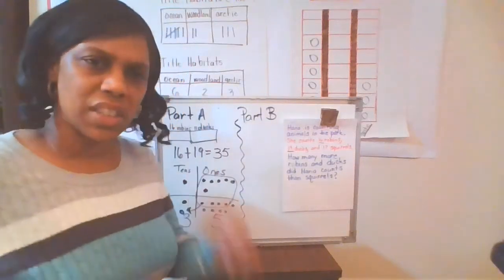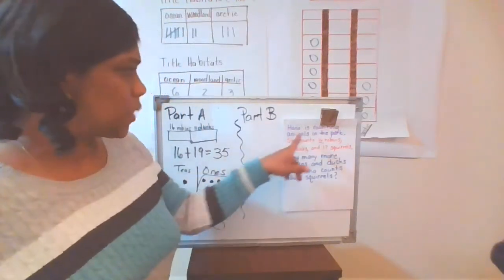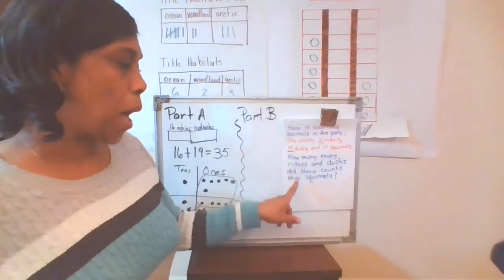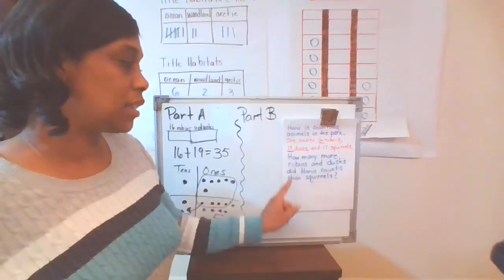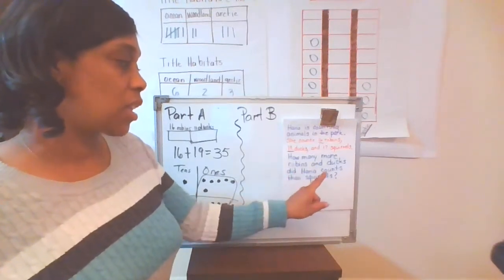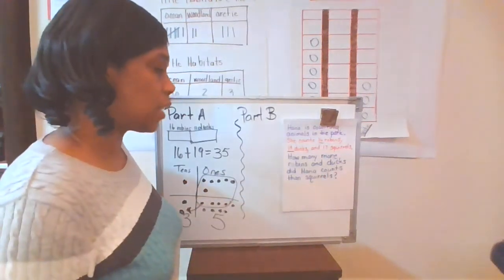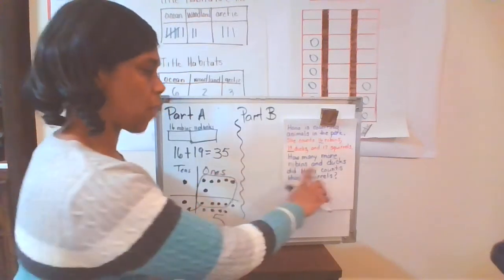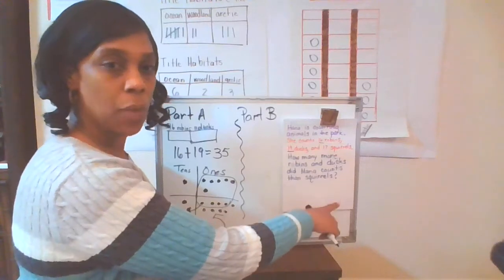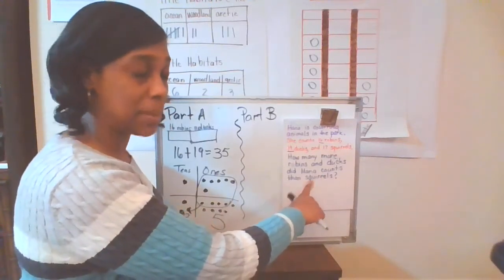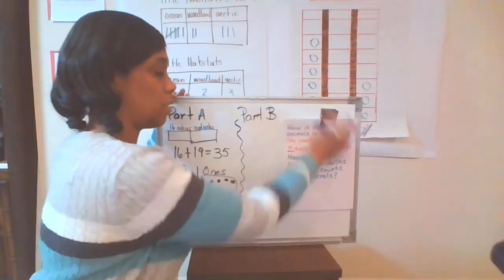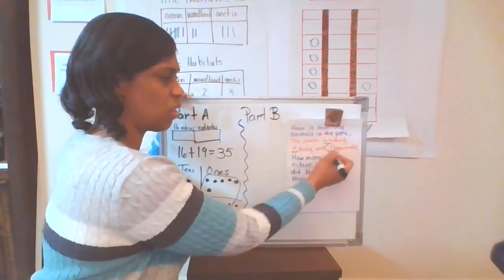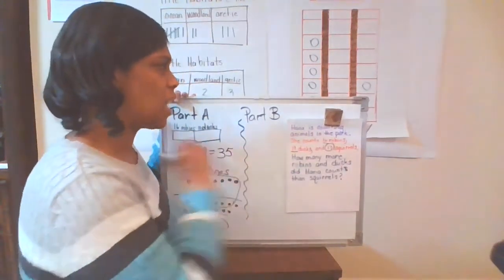But wait a minute. There's a second part to this story. We said Hannah was in this park and she wanted to know how many more robins and ducks did Hannah count than squirrels. So she had 35 robins and ducks, and now we're going to see how many more she counted. Okay, how many squirrels are there? There happen to be 17 of them. Okay, let me see if I can draw this out.